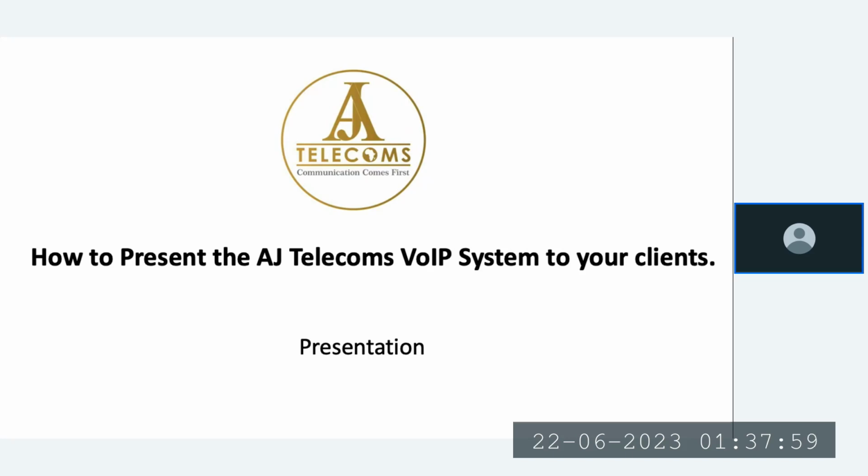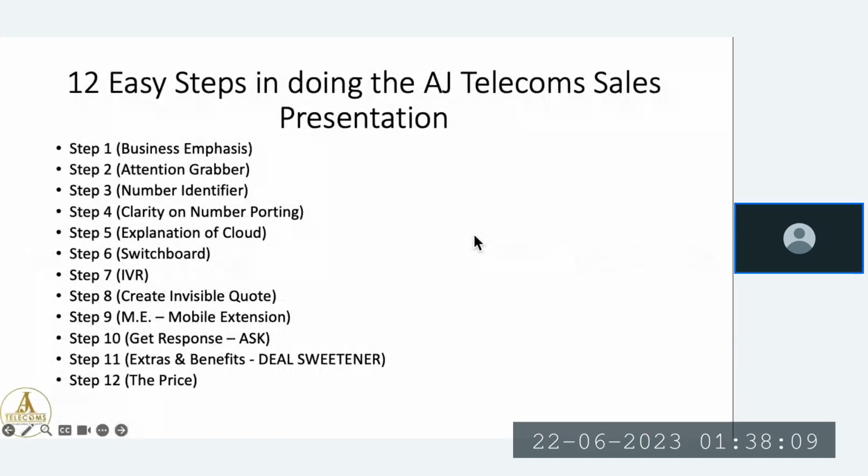So this is a great illustration that will take just a few minutes for you to understand how to do a great presentation and do an amazing close. So there are 12 easy steps in doing the AJ Telecoms sales presentation. Now, the steps are as follows. Number one, we'll do the business emphasis.